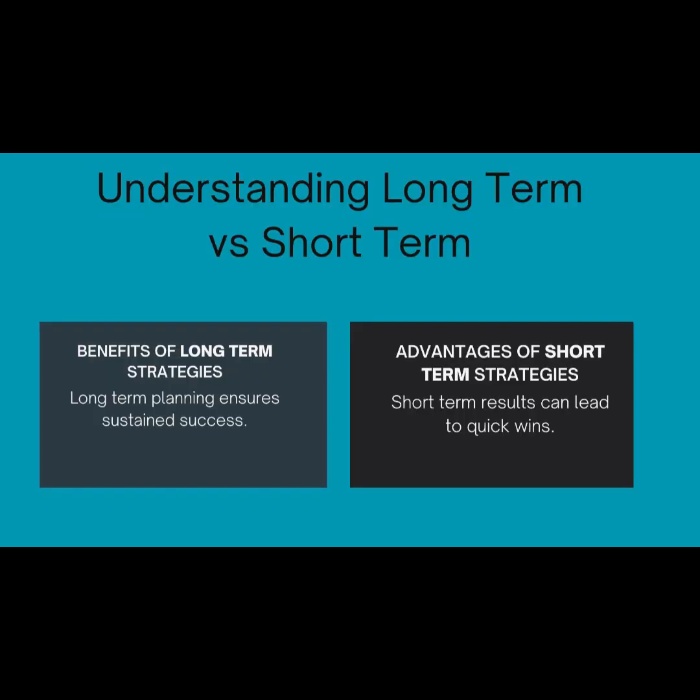So let's say you decide to buy stock. You have two basic terms to consider. First, you have long term. Long-term planning ensures sustained success. It depends on how many years you want to keep the stock, but it's basically from 6, 7 years to more. Then you have short-term, which results can lead to quick wins. This can go from days to weeks to even months.